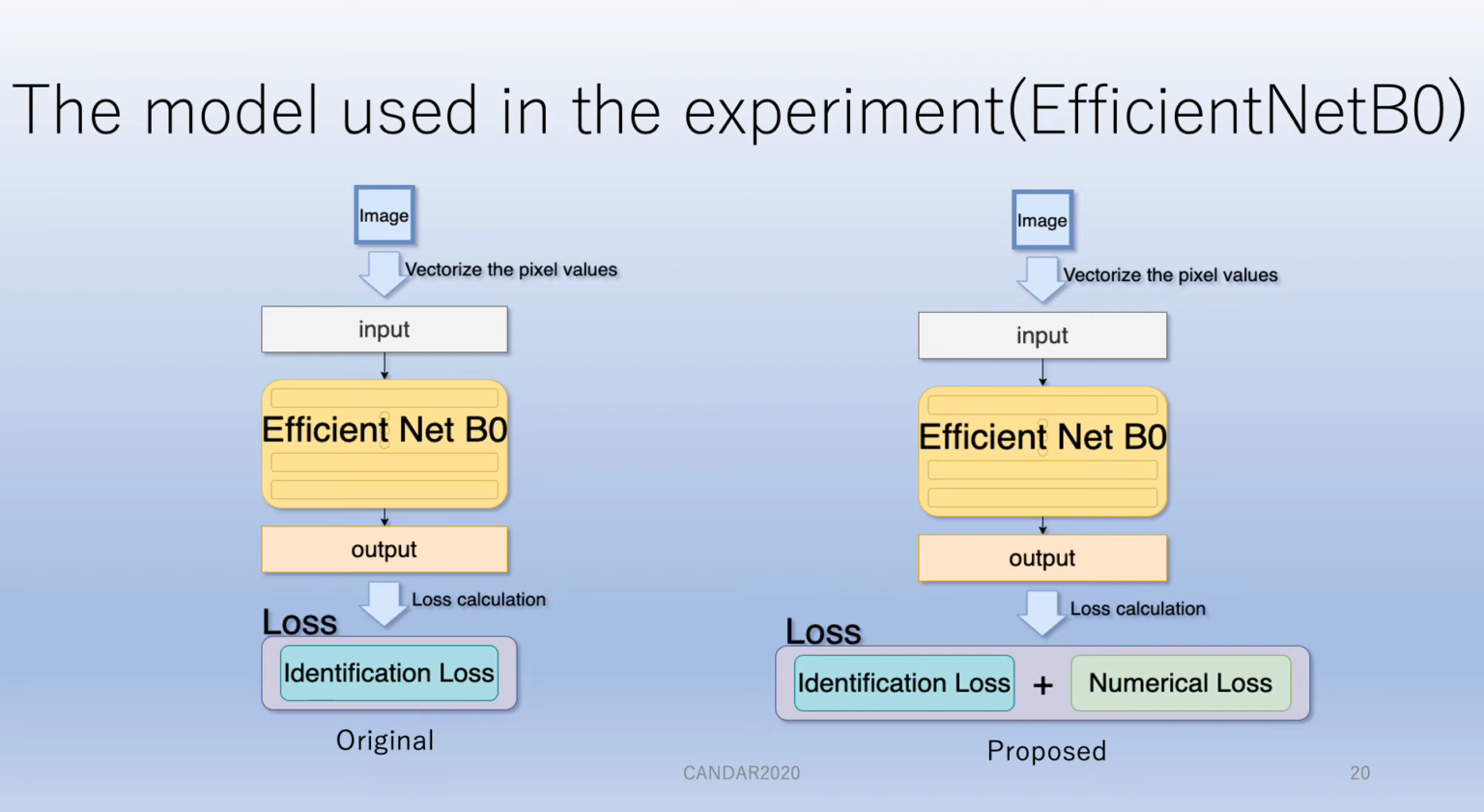Here, I'll talk about the model used in the experiment. The convolutional neural network used in the experiment was EfficientNetB0. For the proposed model, we adopt the loss, which is the combination of the categorical cross entropy and the numerical loss calculated by algorithm 1, as the loss function. And the original model adopted the categorical cross entropy as a loss function.